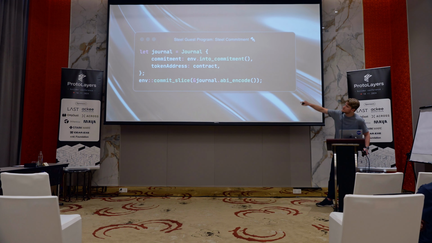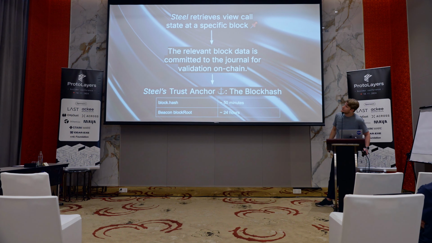So in this bit at the end here, we saw this thing called a commitment that was written to the journal. And this is boilerplate from Steel and into commitment. You'll always see that when you're using Steel. And Steel retrieves view call state at a specific block, and you can pin it if you want. And so you can say, I want block X. The relevant block data is committed to the journal for validation on chain, so that the journal will contain that commitment, which is just a struct. And that's Steel's trust anchor, the block hash.